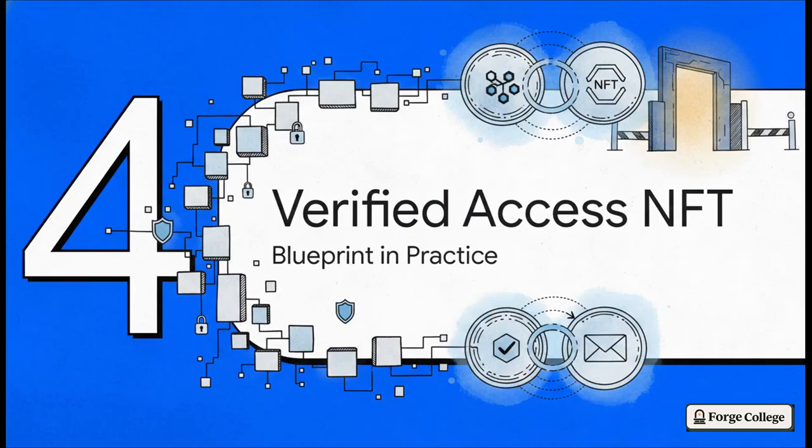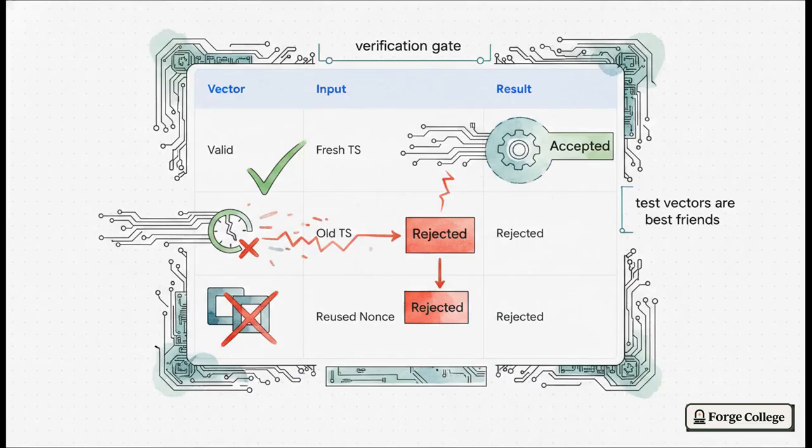Section 4 already. Let's look at a specific scenario: a verified access NFT, and put this blueprint into practice. Imagine we're building an ERC-721 collection that requires owning a token plus a verified email to access a highly exclusive private channel. By mapping out these inputs in advance, you guarantee your verification gate is totally flawless before you write a single line of token logic. A valid attestation with a fresh timestamp? Perfect, accepted. A stale attestation with an old timestamp? Rejected. A replayed attestation trying to reuse a nonce? Absolutely rejected. Get comfortable with these test factors. They are your new best friends.